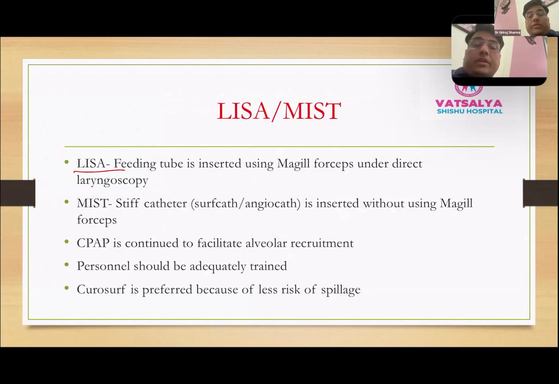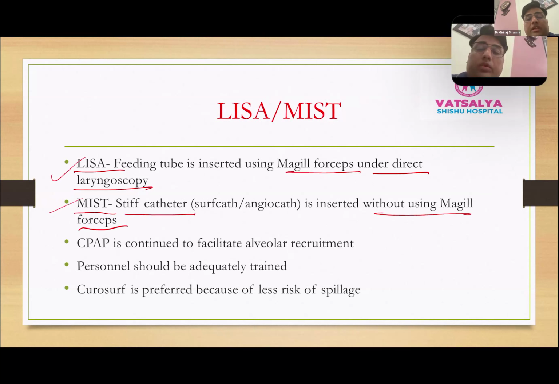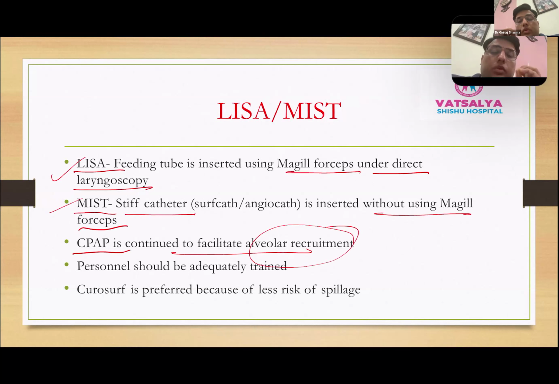So in the LISA method, we are using Magill's forceps under direct laryngoscopy. In MIST, we are using a stiff catheter without Magill's forceps. That is the difference between LISA and MIST. Both are similar. And CPAP is continued for alveolar recruitment. So with CPAP, we are continuing to recruit, to keep the alveoli open. If we remove the CPAP, the alveoli will collapse, then the surfactant will not spread homogeneously. So continue CPAP and give surfactant under direct laryngoscopy.